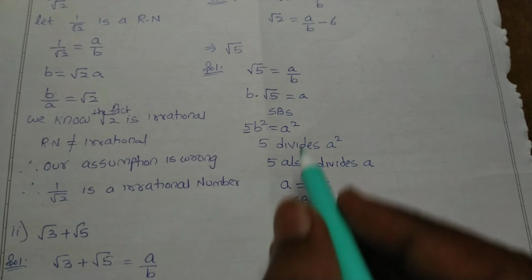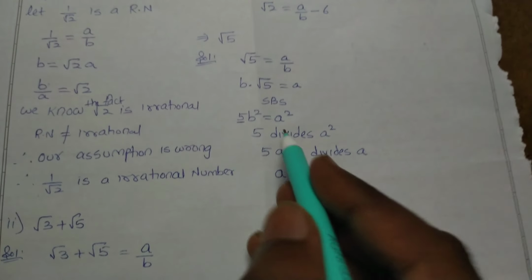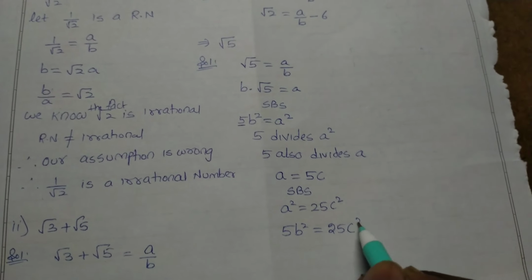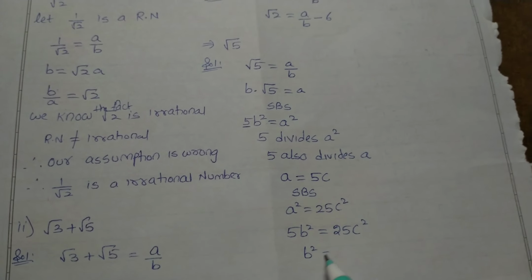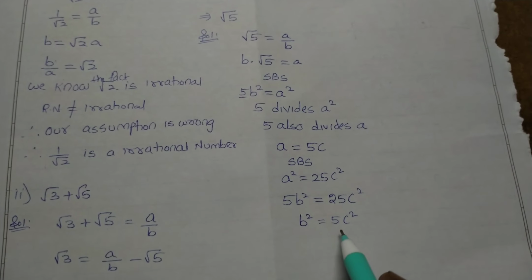So a square, what is the a square value? We already know a square value is 5b square. In place of a square I am writing 5b square, that is equal to 25c square. So from here, 5 ones are 5, 5 fives are 25, so b square is equal to 5c square.